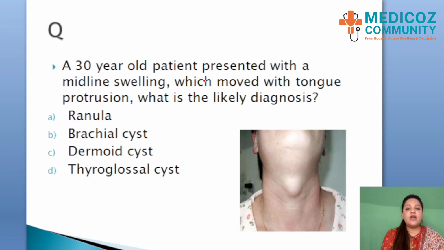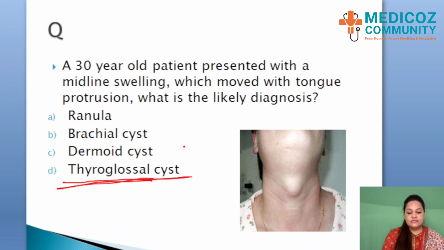Yes. Now we have the next question here. A 30-year-old patient presented with a midline swelling which moves up with tongue protrusion. So what is the diagnosis here? And these are the options. Here in the midline there is a swelling which moves with the protrusion of the tongue. So definitely it is a thyroglossal cyst here.